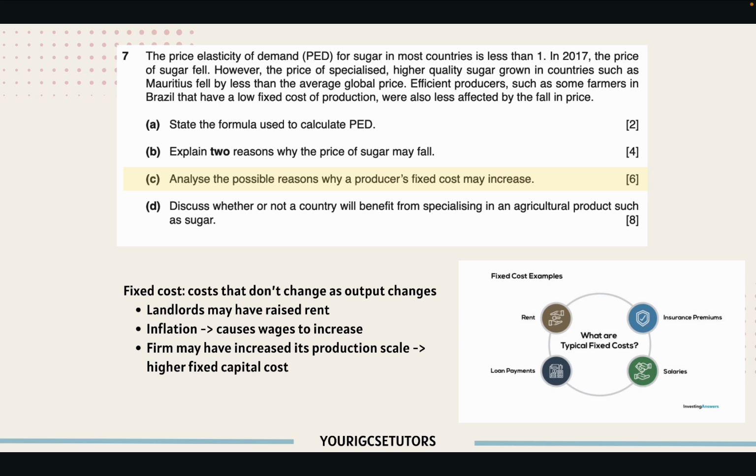So fixed costs may increase if landlords raise the rent because part of a firm's fixed cost includes rent. If inflation occurs, the workers' wages would also be higher, which increases fixed costs once again. Furthermore, an increase in production scale of the firm would also increase the fixed capital cost for the firm. So yeah, we have 3 possible reasons for an increase in fixed cost.